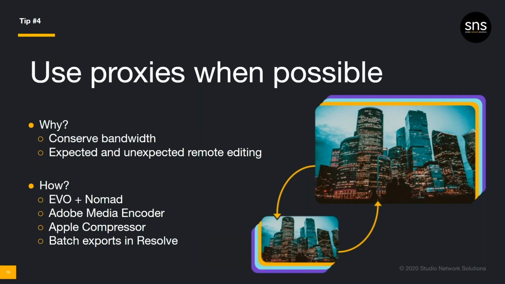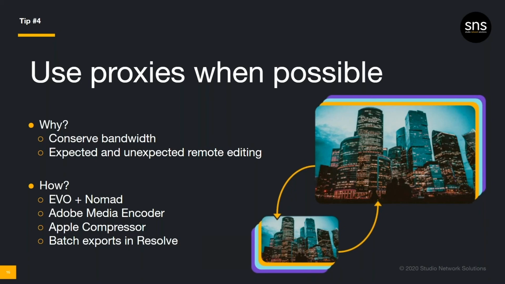If you have your source files in your shared storage, how do you get proxy files for remote editing? Well, one way is to use Evo. As you upload media to your Evo shared storage, it's automatically indexing and transcoding that media, creating proxy files for you, or as we call them, your share browser preview files. These proxies, again, are automatically created, and then with Nomad, our remote editing utility, you can easily download those proxies to your workstation for offline editing.